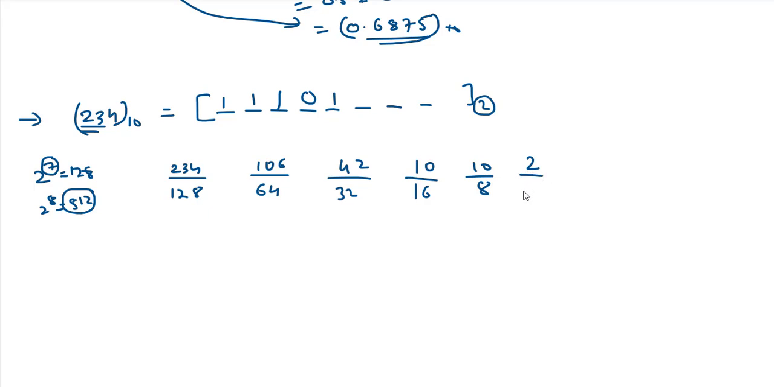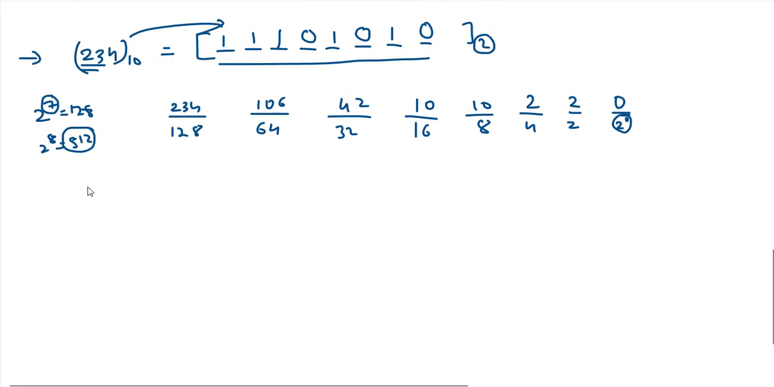Then we'll have to divide it by 2 raised to 2, which is 4. Again it is not divisible, so we'll put a 0 here. Then we'll divide it by 2 raised to 1. 2 raised to 1 gives us a quotient of 1. The remainder in this case will be 0. Now 0 divided by 2 raised to 0, which is 1, gives a quotient of 0. So this is the binary equivalent of this number.